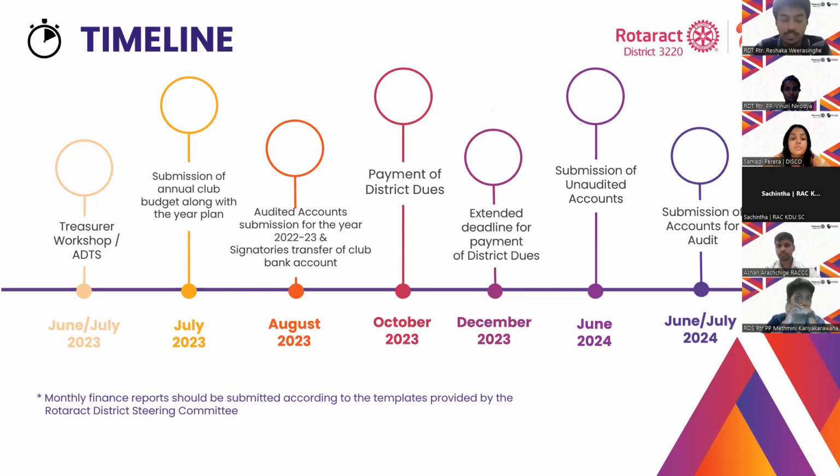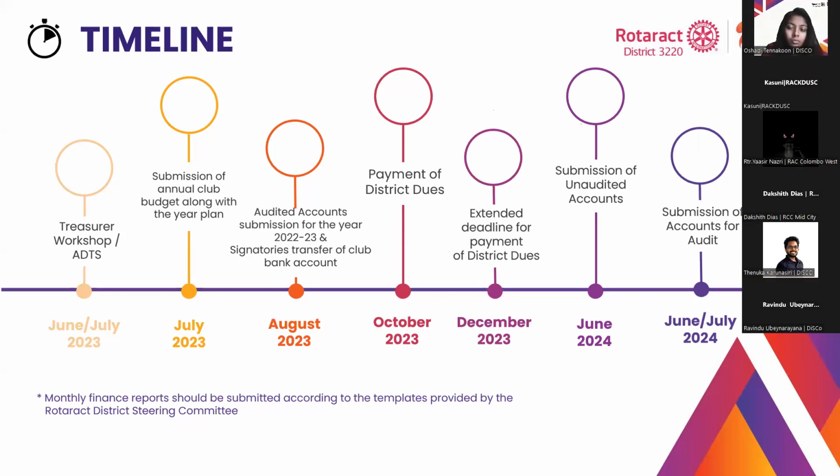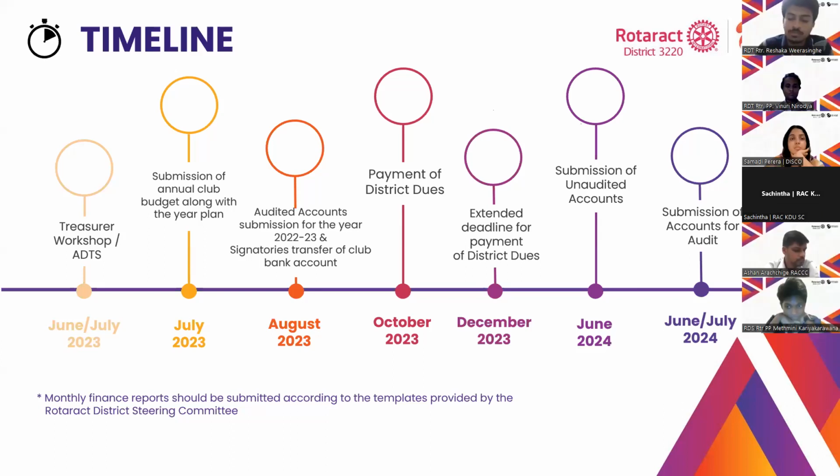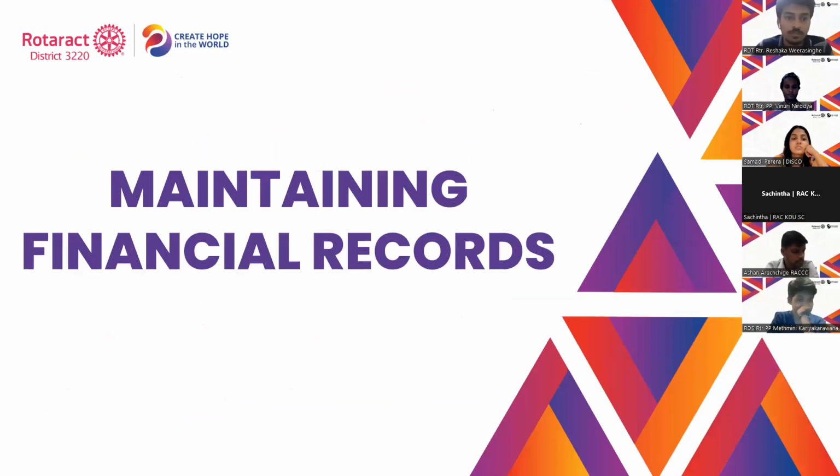Within the month of June, along with the annual report, clubs have to submit the unaudited accounts, and at the end of the RI year 2023-24, clubs have to submit the accounts for the audit as well. Apart from that, clubs have to submit monthly finance reports to the RMI portal. For that, we will share the recommended format with you all, and to maintain finance records, we will also share a recommended format. Once we share the handbook, you can go through it and get more idea about financial management. So let's move on to how to maintain financial records.